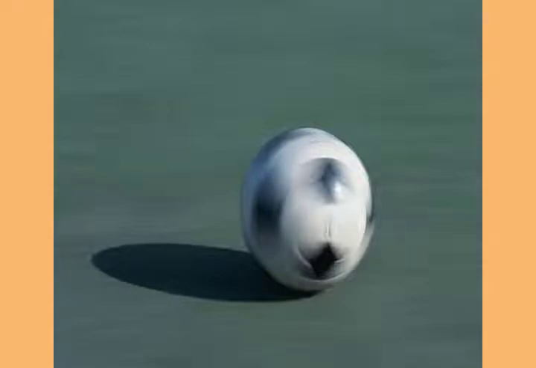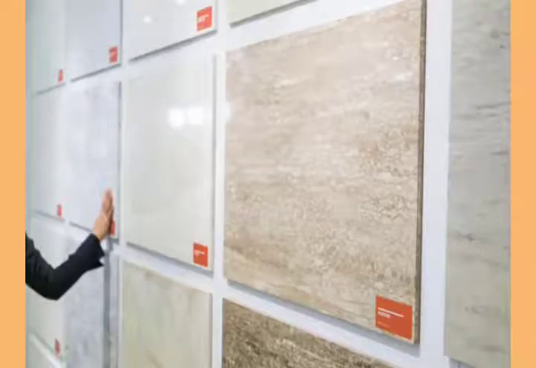Next is plane. It is a flat surface. A plane has length and width but no thickness. For example, the surface of a wall. Okay. The page of your book.